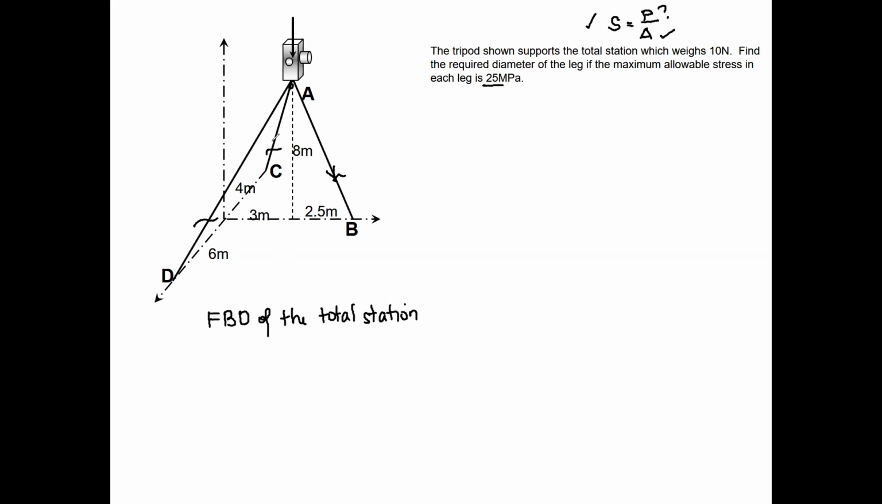So it's supported by 3 legs. I will assume all legs to be in tension, meaning to say, take the free body diagram of the total station. So this is the left portion and the above. If I have this as our cutting plane, the upper portion of the section, the free body diagram of the upper portion of our cutting plane. So we cut it there, and these are all in tension. This will be P of A, B, P of C, and then P of D.